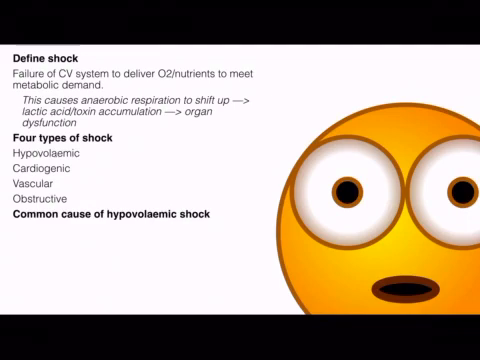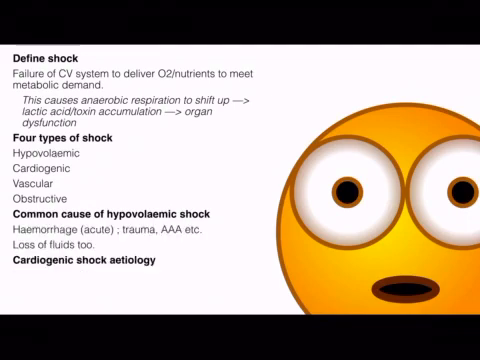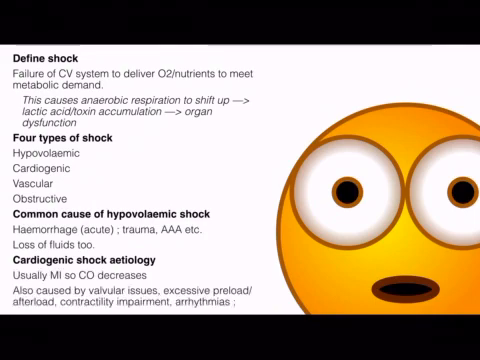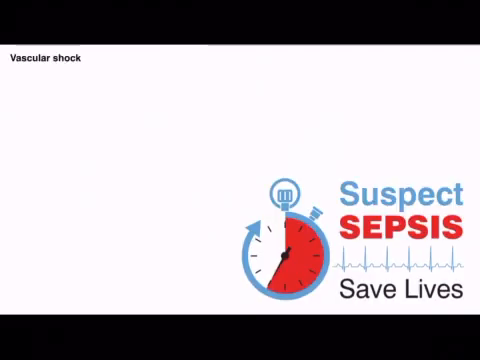So your common causes of hypovolemic shock will be hemorrhage, acute trauma, AAA, loss of fluids. Your cardiogenic shock will usually be MI, so cardiac output decreases. Like I said, valvular problems, excessive preload, afterload, contractility impairment, arrhythmias. Anything heart-centered, issues with the heart that affect that cardiac output, that stroke volume.